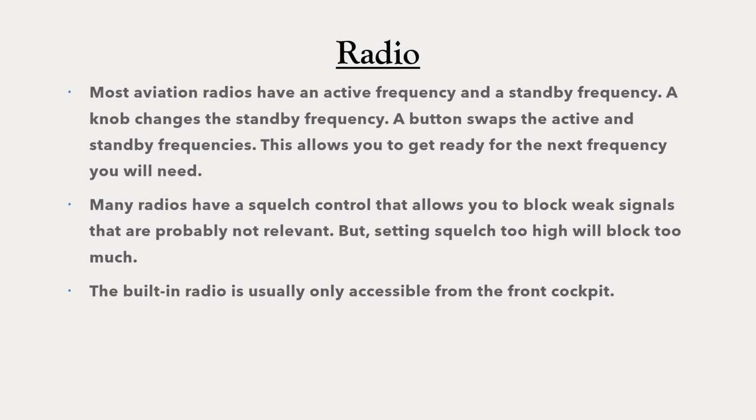A lot of times when there is a built-in radio in a glider, and most of our gliders that are two-place have front and rear cockpits, a lot of times the controls for it are only accessible from one of the two cockpits. In the case of the DG and the Club, it's the front cockpit.